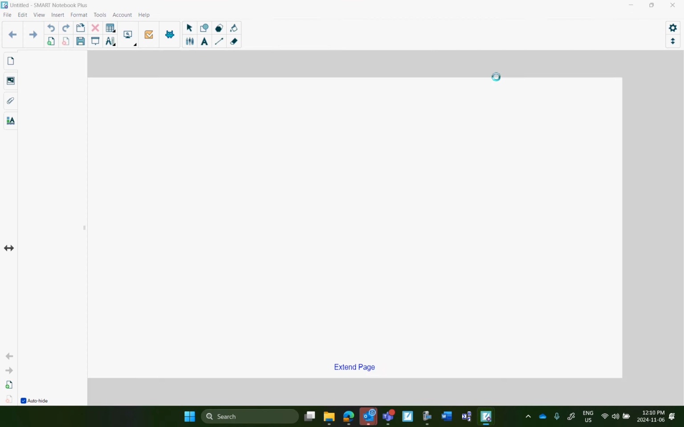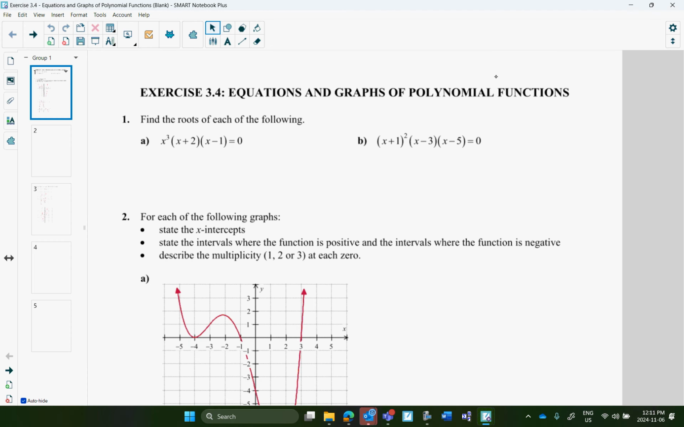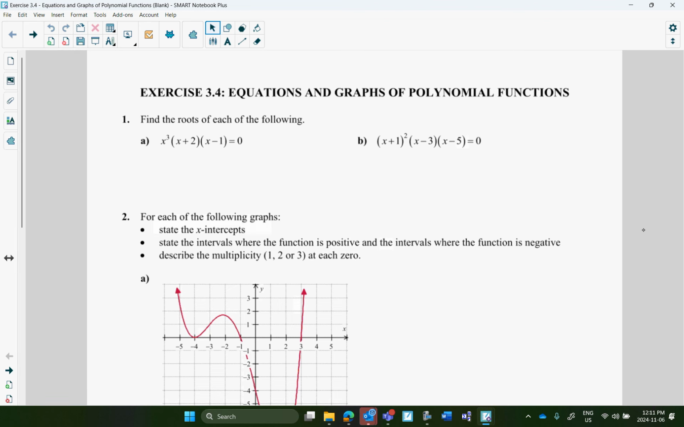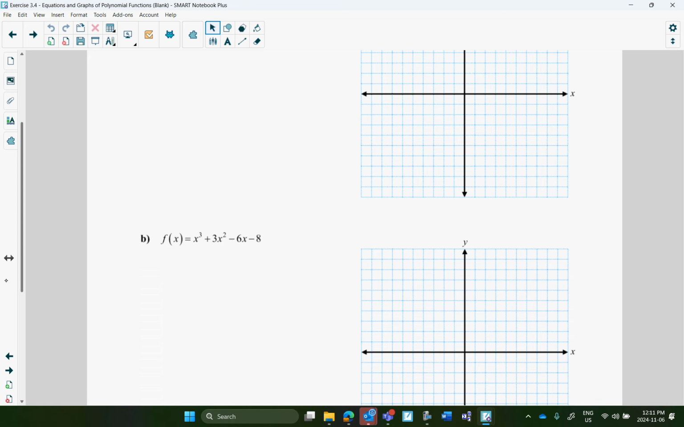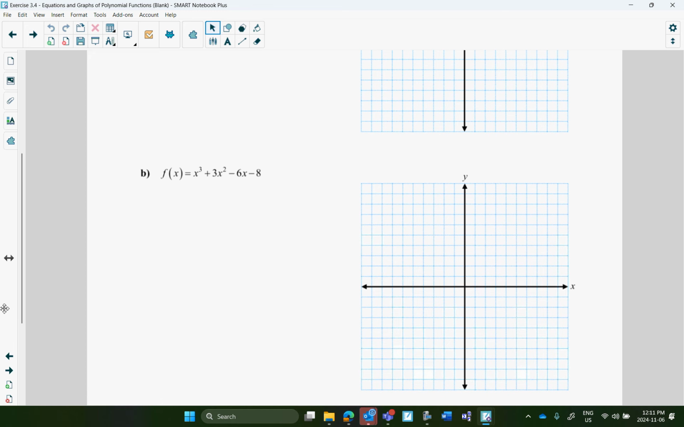I'm going to get you to change 3B. I'm not going to make you factor 3b. I'm going to give you the factor form right now. So the factor form is x plus 1 times x plus 4 times x minus 2. So make that change to number 3b on exercise 3.4.